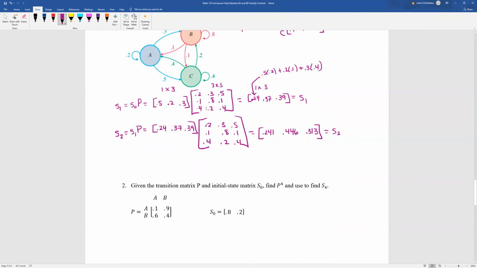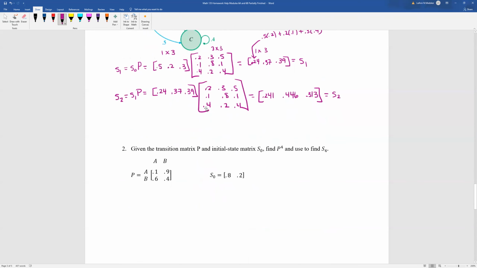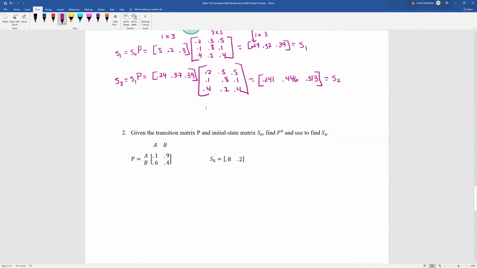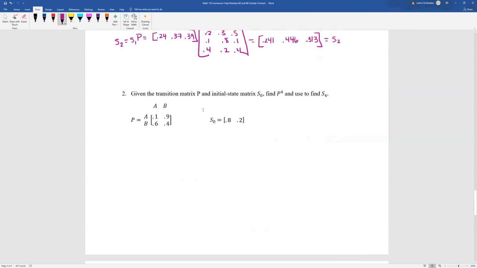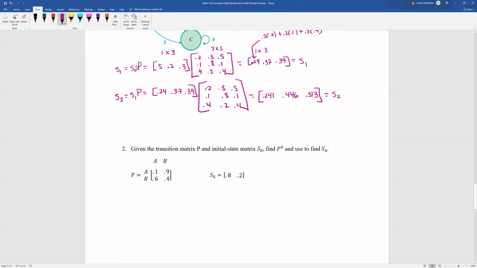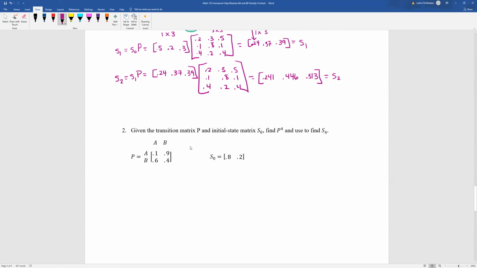Okay, so let's talk about number 2. It says, given the transition matrix P and the initial state matrix S sub 0, find P to the 4th and use it to find S sub 4. Now, in your textbook, what you'll notice is that here we're doing it one stage at a time. In this previous one, we were taking S sub 0 and moving it to S1, and then S1 and moving it to S2.